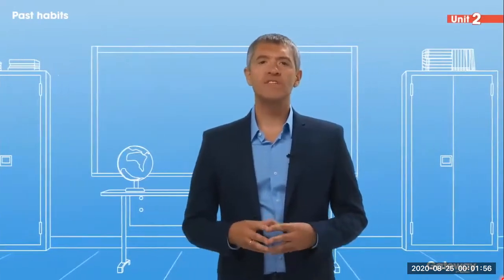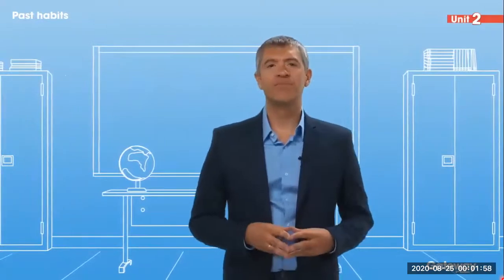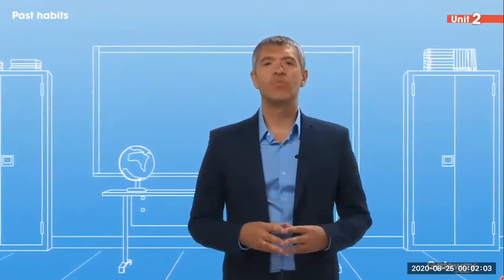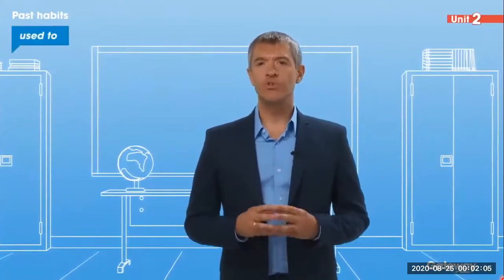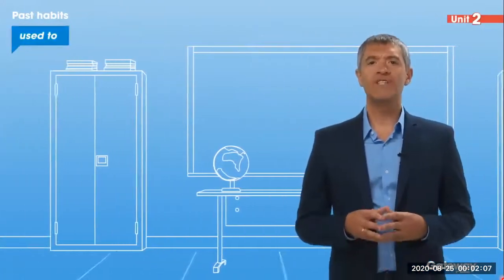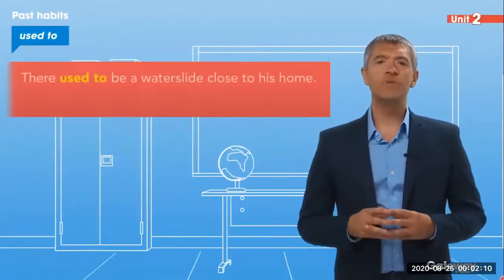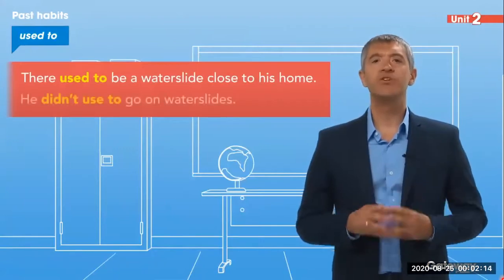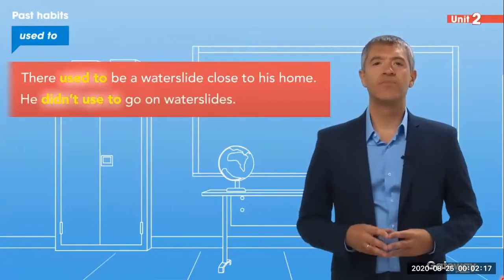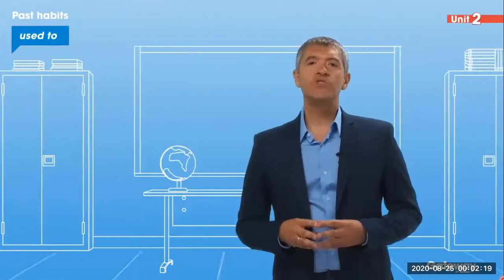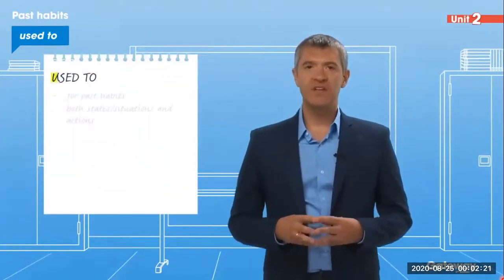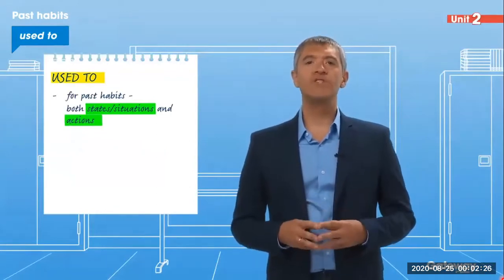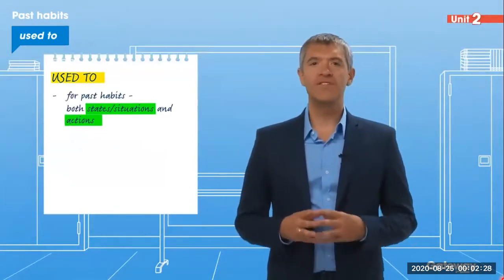All of those sentences were talking about the past. Some of them were describing past habits. We can use used to do this. For example, we said, there used to be a water slide close to his home, and he didn't used to go on water slides. You can see that we use used to for both past states and situations, as in the first example, and we can use it for past actions, as in the second.